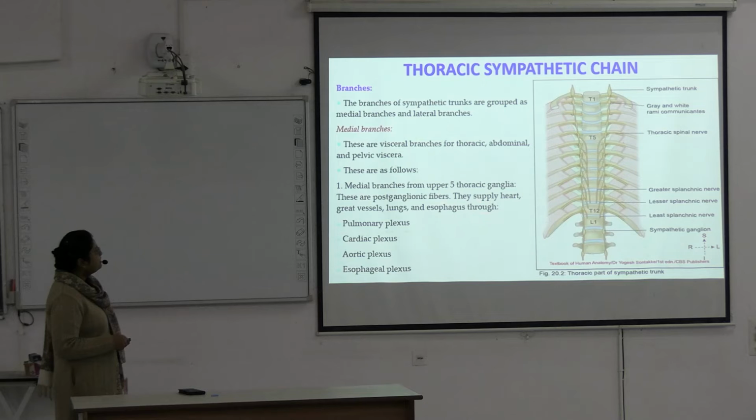These are preganglionic fibers. They supply the heart, great vessels, lung and esophagus through formation of these plexuses. Pulmonary plexus supplying the lungs, cardiac plexus supplying the heart and great vessels, aortic plexus lying around the aorta, esophageal plexus supplying the esophagus. So the first to fifth thoracic fibers are taking part in formation of these plexuses.